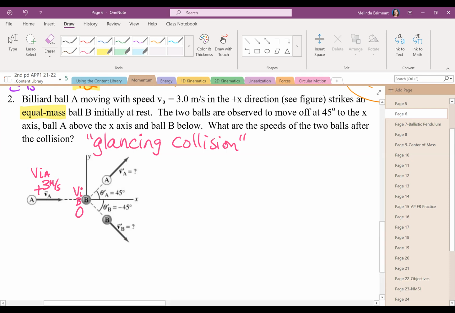What are the speeds of the two balls? So we've got two unknowns, yes? Right. Two different balls, they do have equal mass, and we have two unknowns. So VFA and then VFB after the collision.